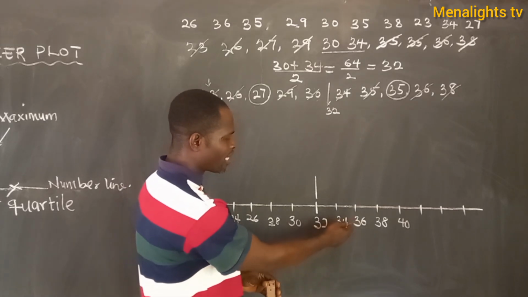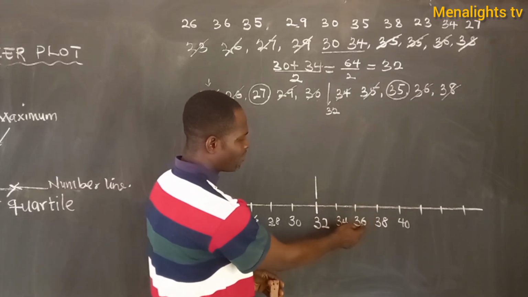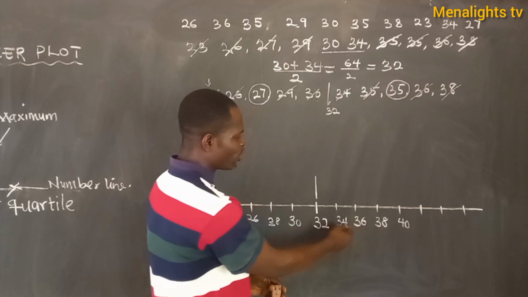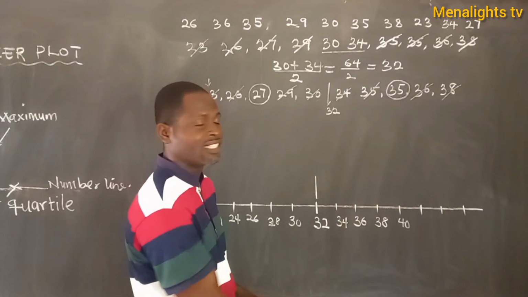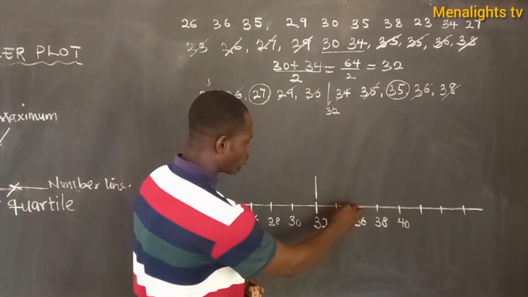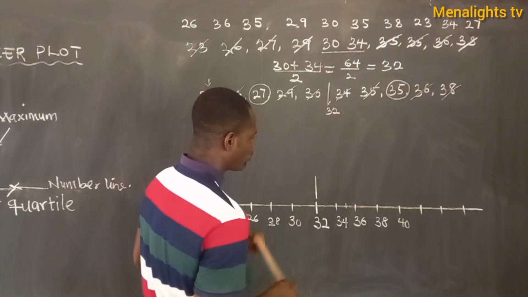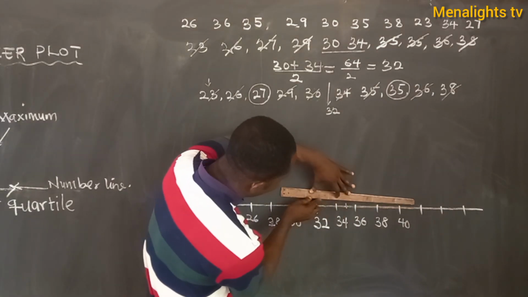So here we have 32, 34, 35, 38. So the 35 is between 34 and then 36. So here, this is where we have our 35. So the box will end there on the 35.